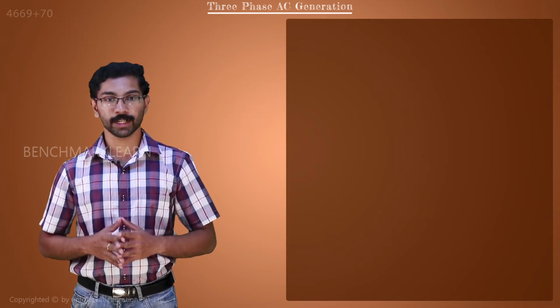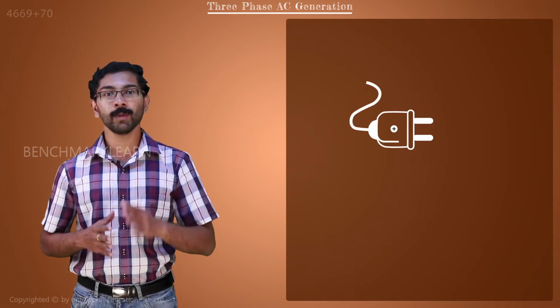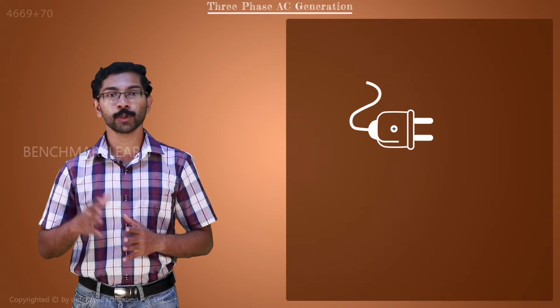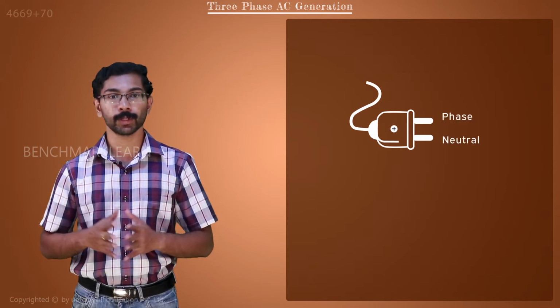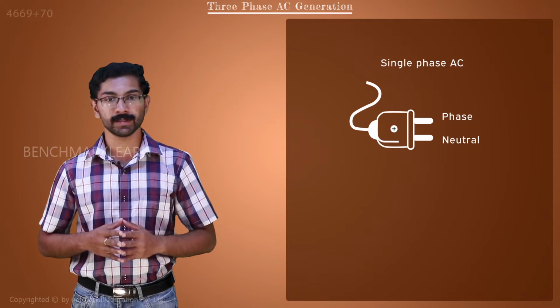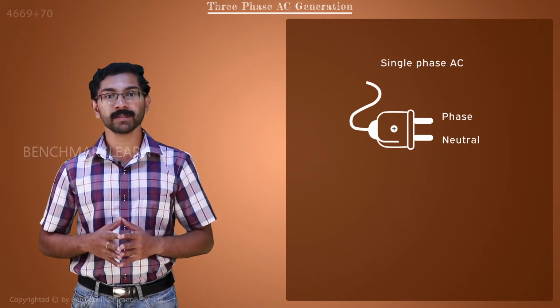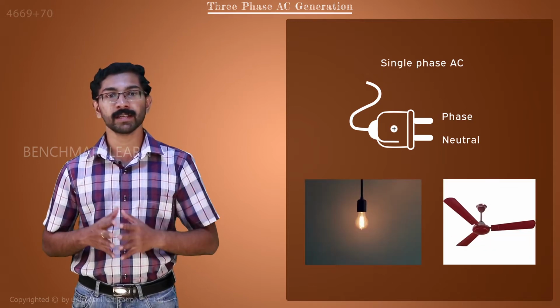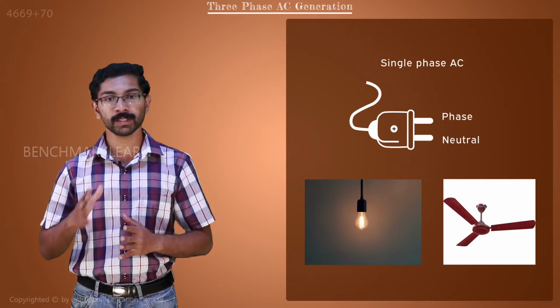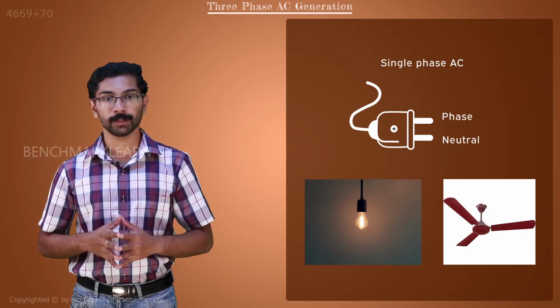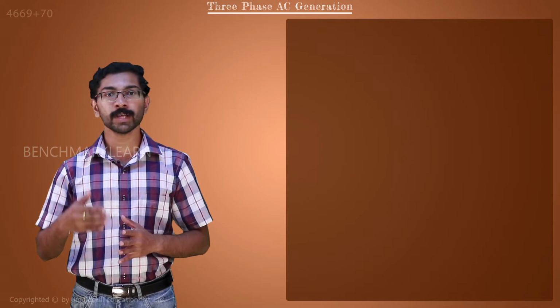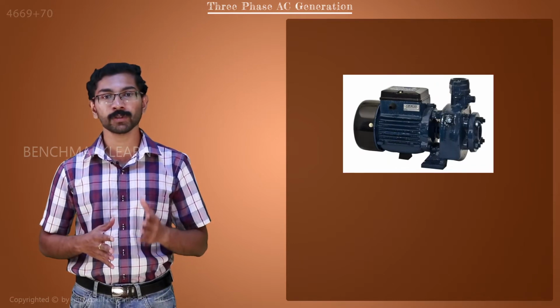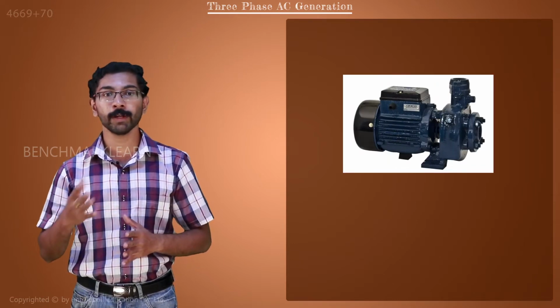Three-phase AC generation. The AC available at our homes requires just two lines, a phase and a neutral. This is a single-phase AC supply. Most of our appliances like lamps, fans, etc. are low-power devices which consume less than a kilowatt. But industries require electric motors with power ratings of hundreds of kilowatts or even more.